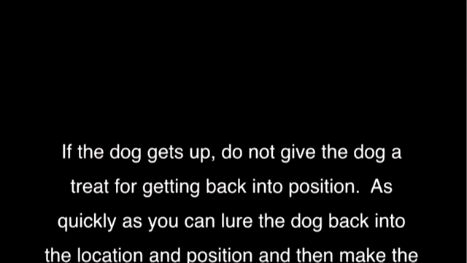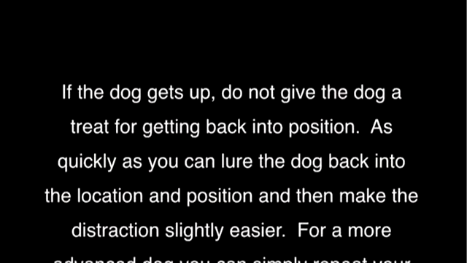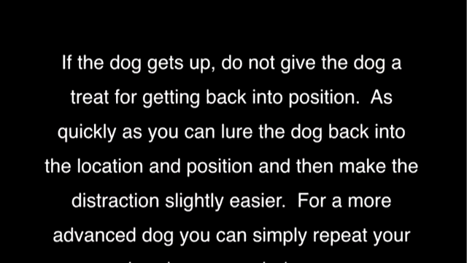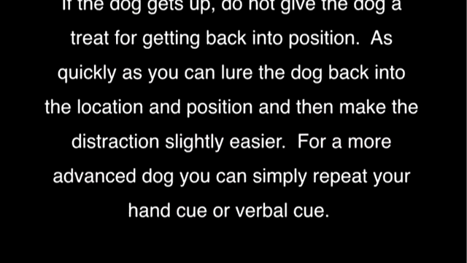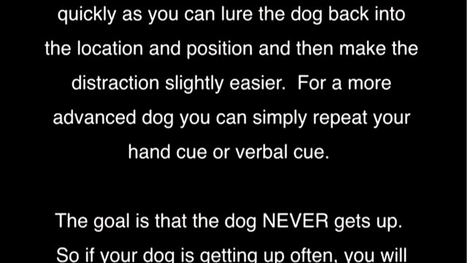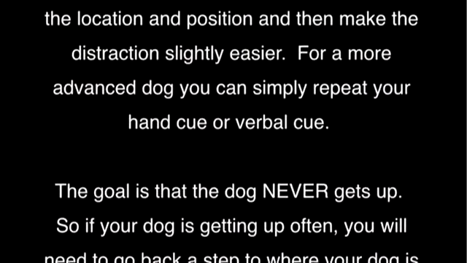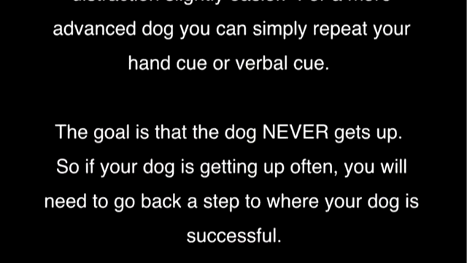If the dog gets up, do not give the dog a treat for getting back into position. As quickly as you can, lure the dog back into the location and the position, and then make the distraction slightly easier. For a more advanced dog, you can simply repeat your hand cue or verbal cue. The goal is that the dog never gets up. So if your dog is getting up often, you will need to go back a step to where your dog is successful.